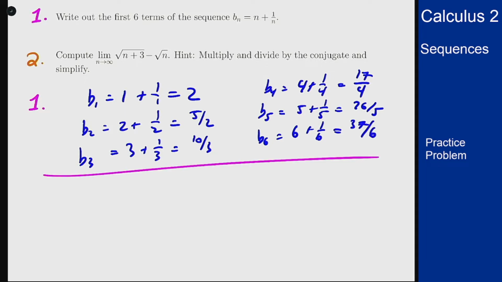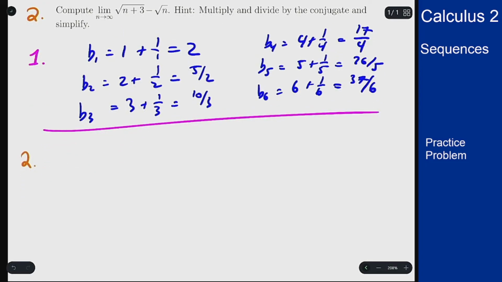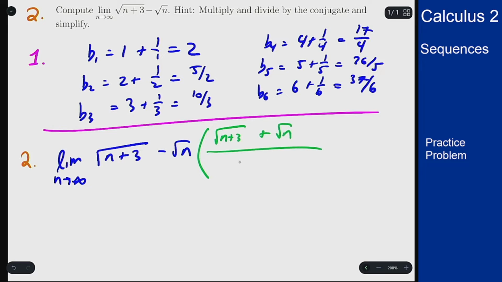And for part 2, we're looking for the limit as n goes to infinity of the square root of n plus 3 minus the square root of n. We're given a hint to multiply and divide by the conjugate, and then simplify. So we want to find the limit as n goes to infinity of sqrt(n + 3) minus sqrt(n). The hint says multiply top and bottom by the conjugate. So that would be sqrt(n + 3) plus sqrt(n) over the same thing.